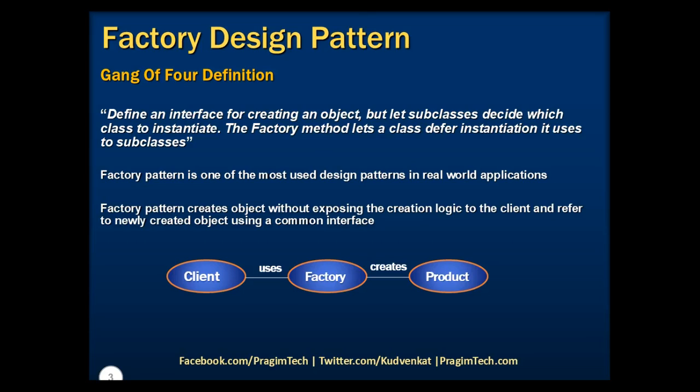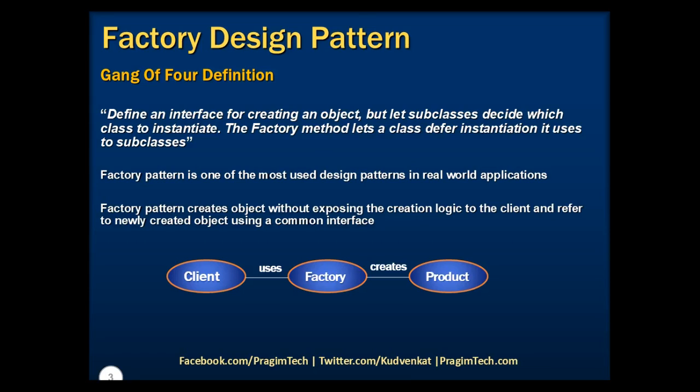Now, if you take a look at the diagram below, the client is an object that requires an instance of another object. Let's say it requires the product object for some purpose. Rather than creating the product object instance directly, the client delegates this responsibility to the factory. Once invoked, the factory creates a new instance of the product, passing it back to the client. To simplify this, we can say that the client uses the factory to create an instance of the product.